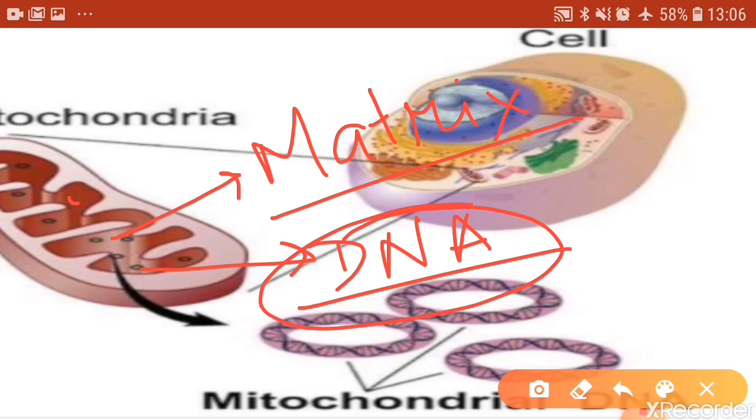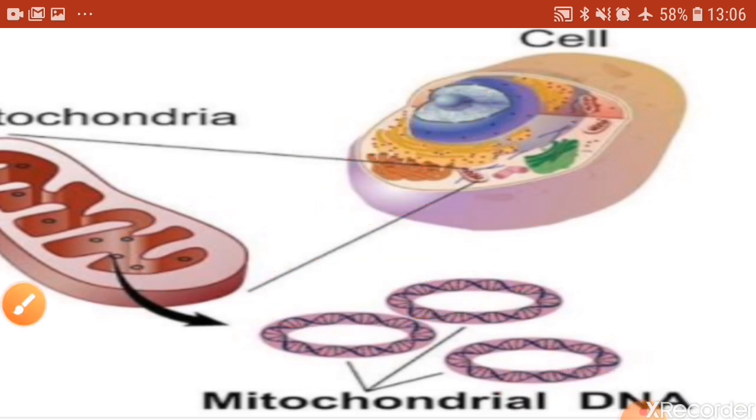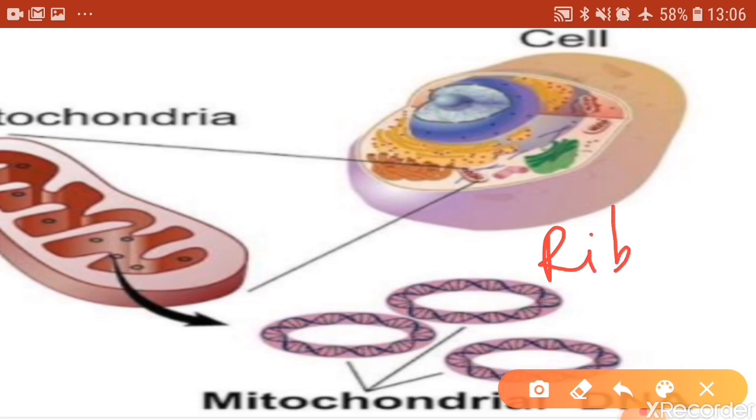Ribosomes, you've learned that the ribosomes are present in the cell cytoplasm. The ribosomes are present in the cytoplasm, or they are attached to the rough endoplasmic reticulum, and they are the sites of protein synthesis. Ribosomes are also found in the mitochondria.